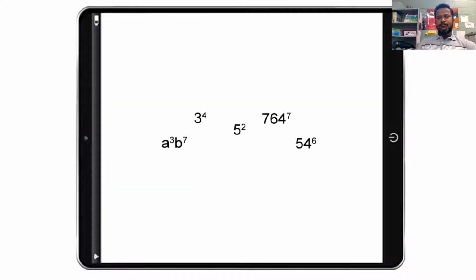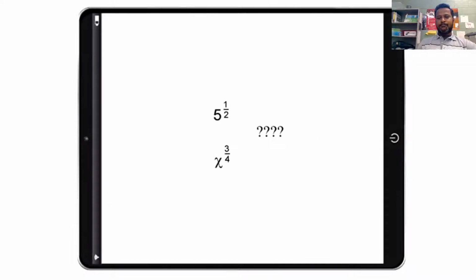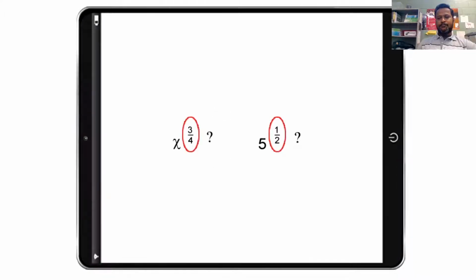You've worked with exponents that are integers. Sometimes, however, you may need to work with expressions in which the exponents are not integers, such as 5 raised to 1/2 or x raised to 3/4. How do you handle exponents that have fractions in them? In this lesson, you'll learn to work with exponents that are fractions, or rational exponents.